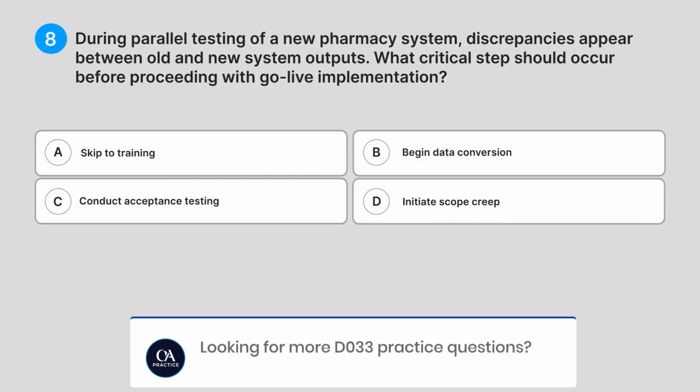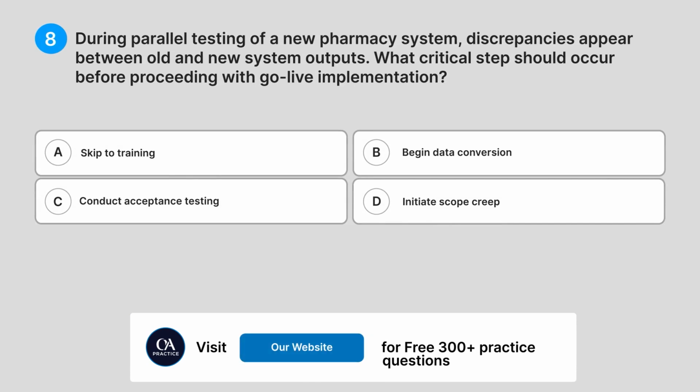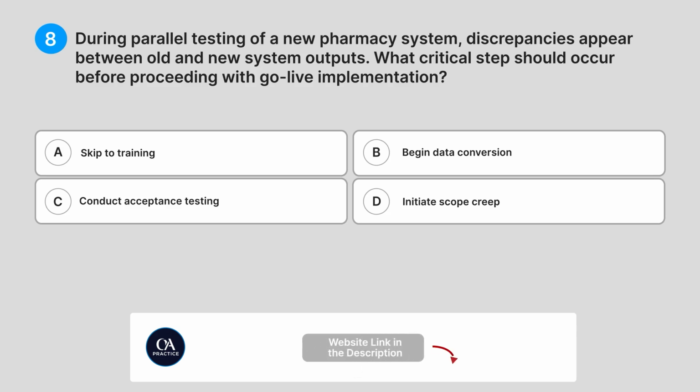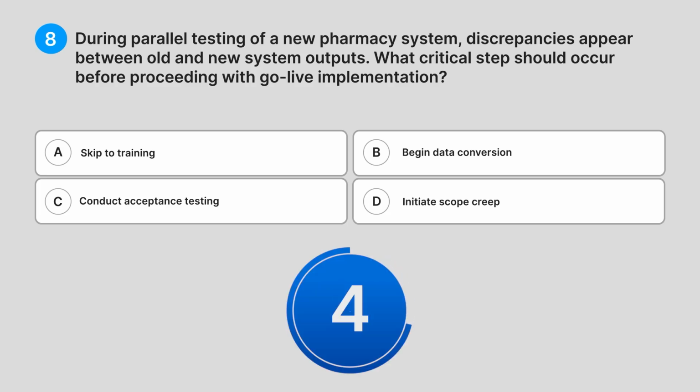8. During parallel testing of a new pharmacy system, discrepancies appear between old and new system outputs. What critical step should occur before proceeding with go live implementation? A. Skip to training. B. Begin data conversion. C. Conduct acceptance testing. D. Initiate scope creep. Do you know the answer?